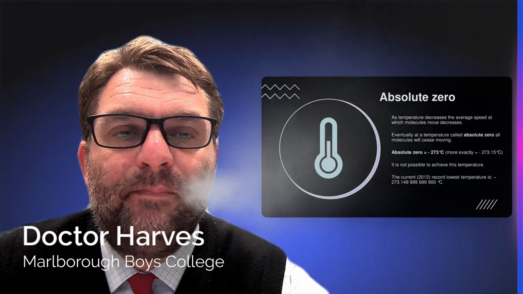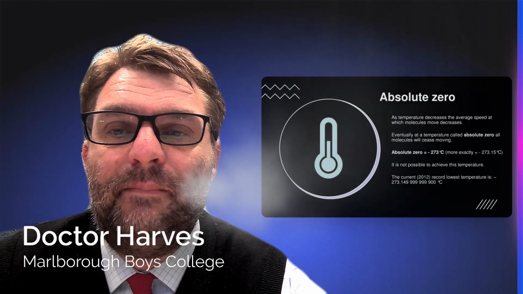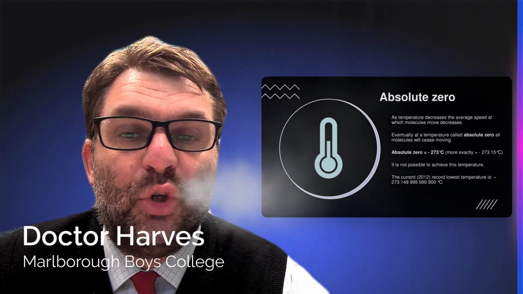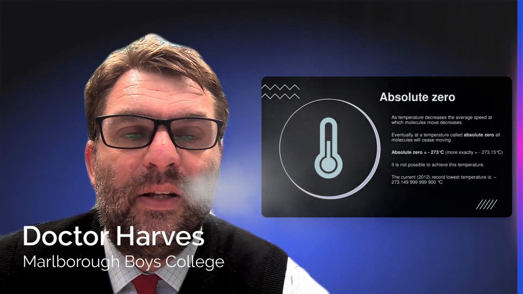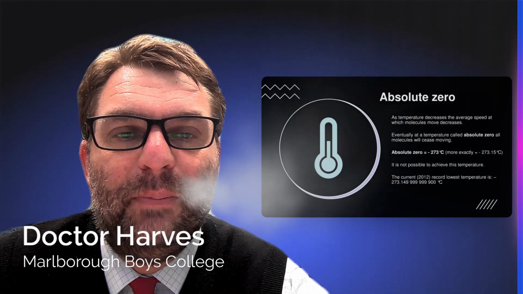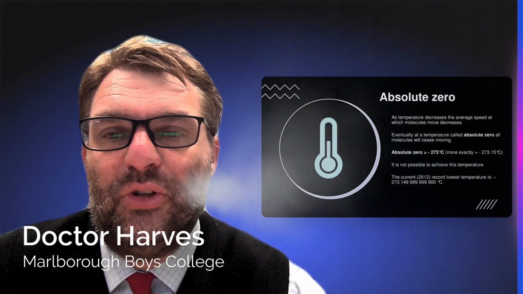And absolute zero is minus 273.15 degrees Celsius. And it's not possible to actually achieve this temperature. The coolest we've gone in 2012 is minus 273.14 and lots of nines degrees Celsius.